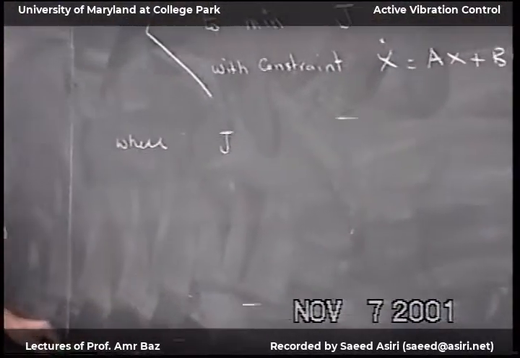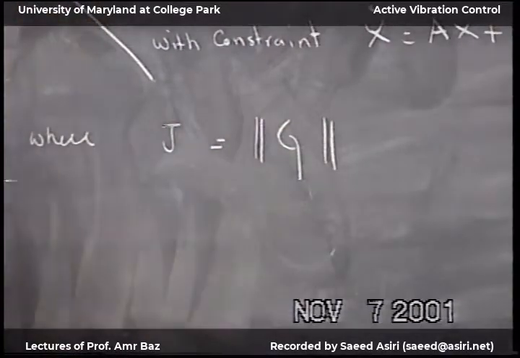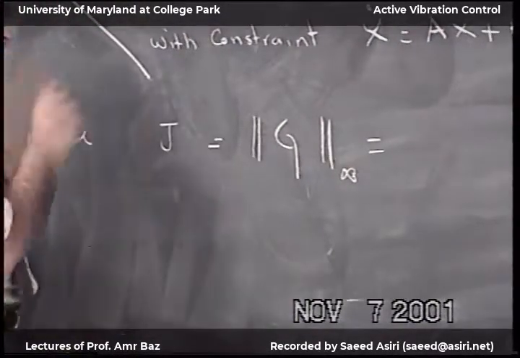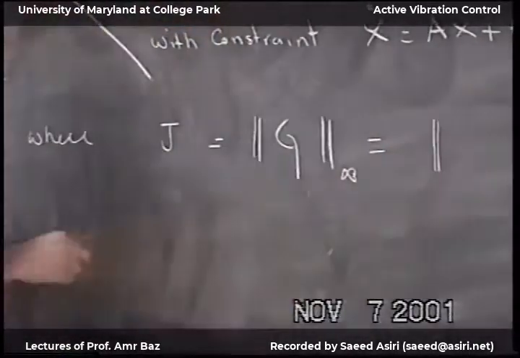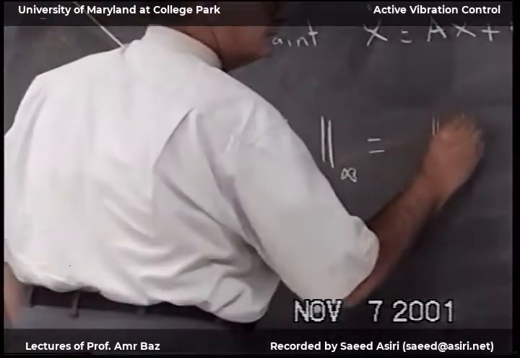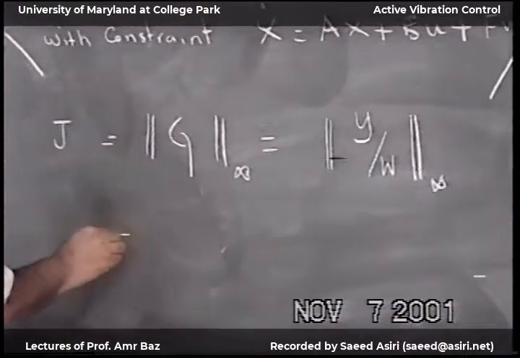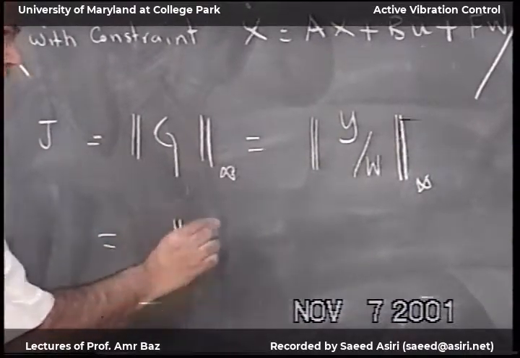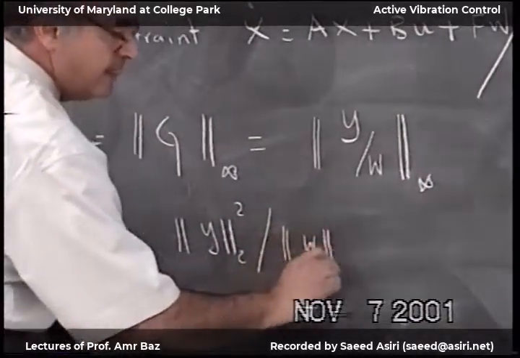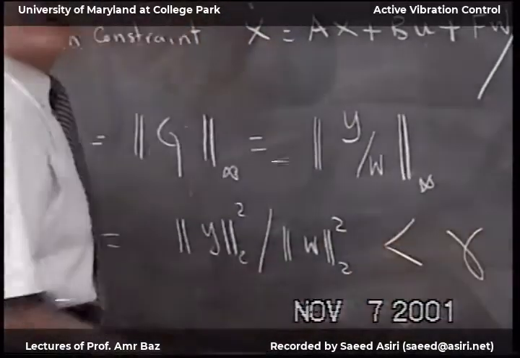Then we sit down here where J is the transfer function G, and it is the infinity norm, and this G is the transfer function between the output Y and the input W. And then we said that if we write it in this form, this is equivalent to the Y 2 squared over W 2 squared, and this norm has to be less than a certain gamma, where gamma is a positive number.